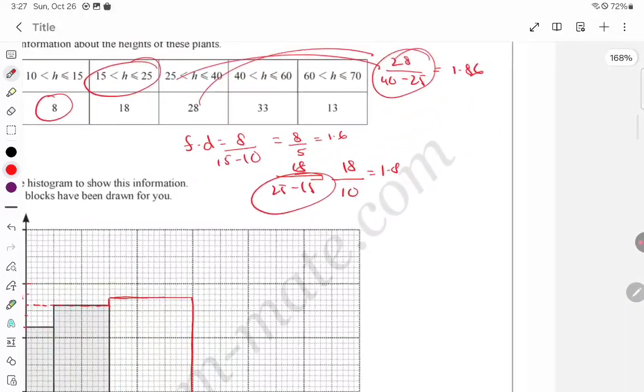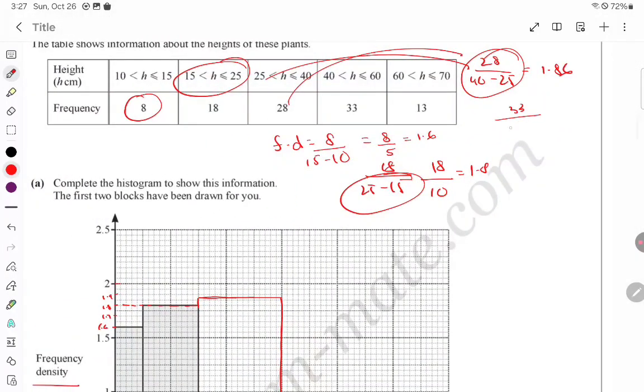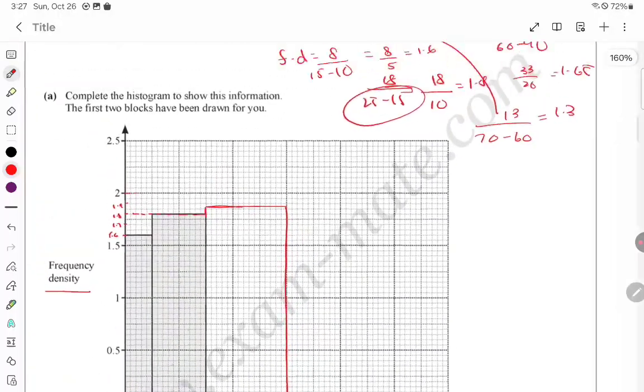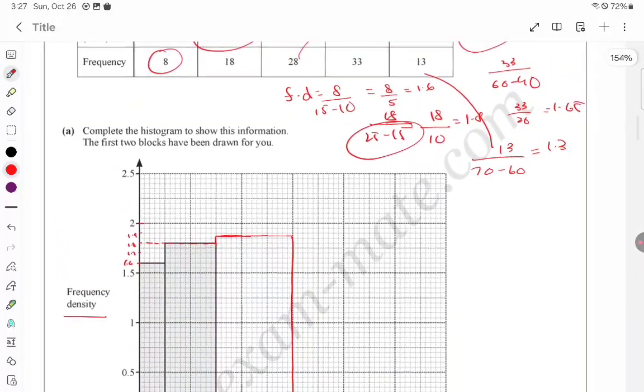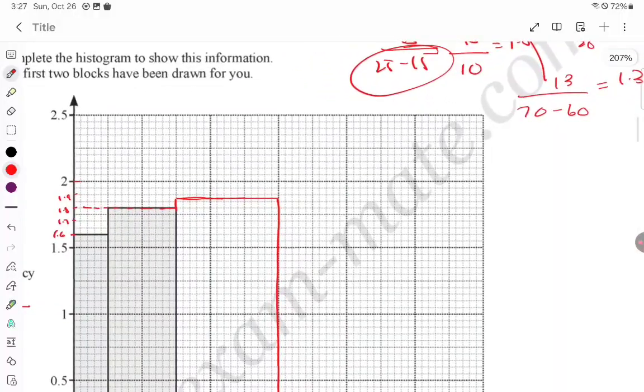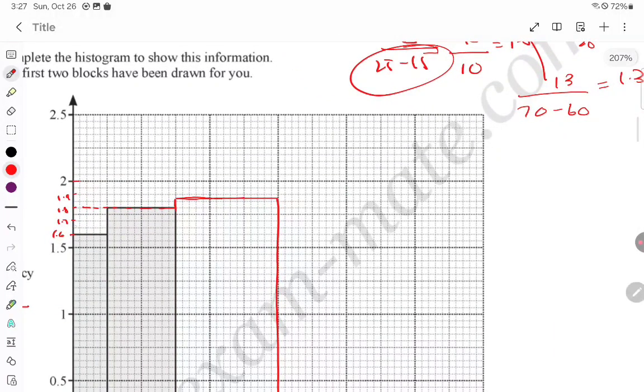Now for the 33, 60 minus 40, 33 over 20 is equal to 1.65. For this one, 13 over 70 minus 60 is equal to 1.3. Now again 1.65 is somewhere at this point. This is our 1.65.